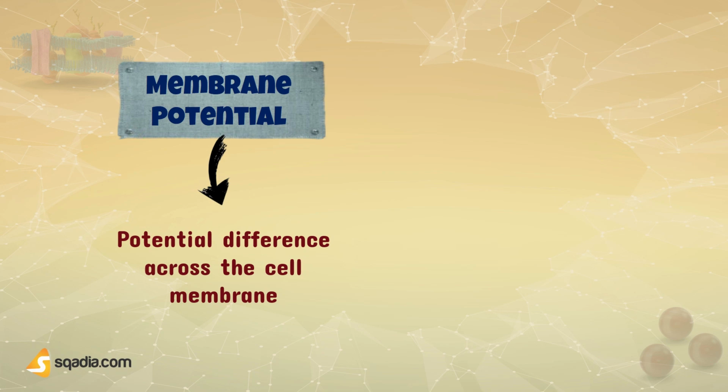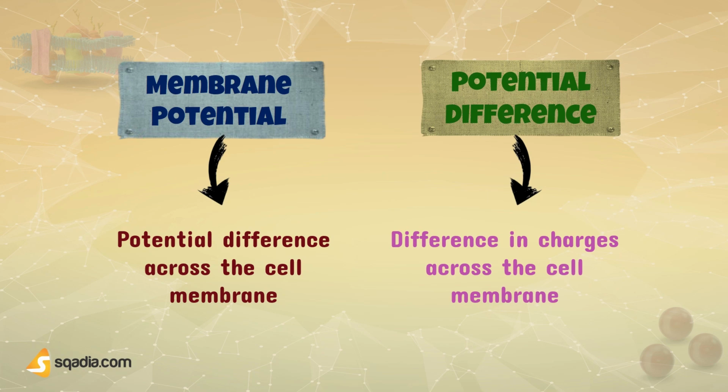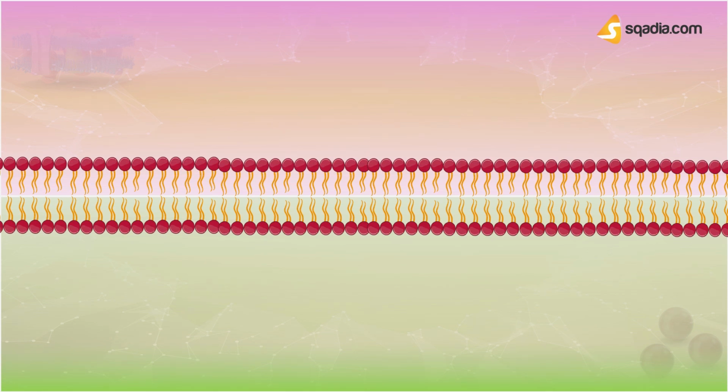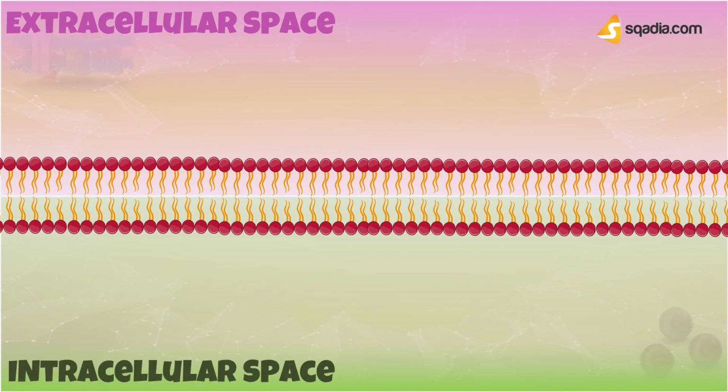Membrane potential in simple words is the potential difference across the cell membrane. Potential difference meaning the difference in charges across the cell membrane, which can be either positive or negative. If we look at the structure of cell membrane, it is basically a lipid bilayer that protects the cell from the outside environment. This is a typical diagram of cell membrane. Now let us mark this side as outer environment or extracellular space. And this will be inner environment or intracellular space.